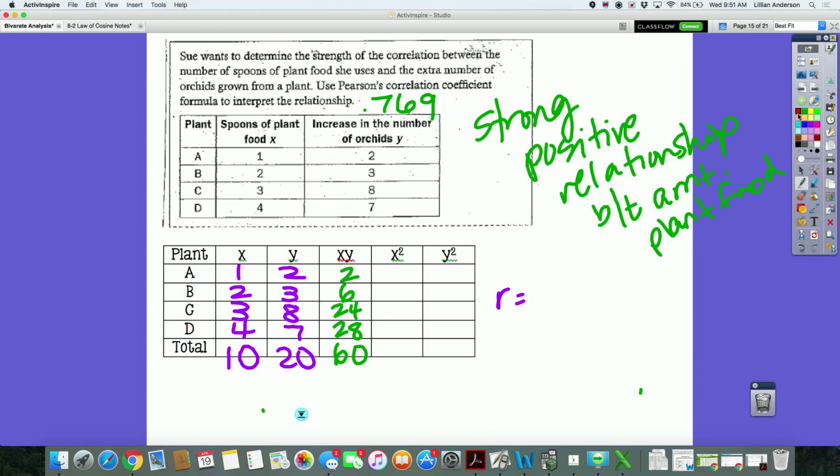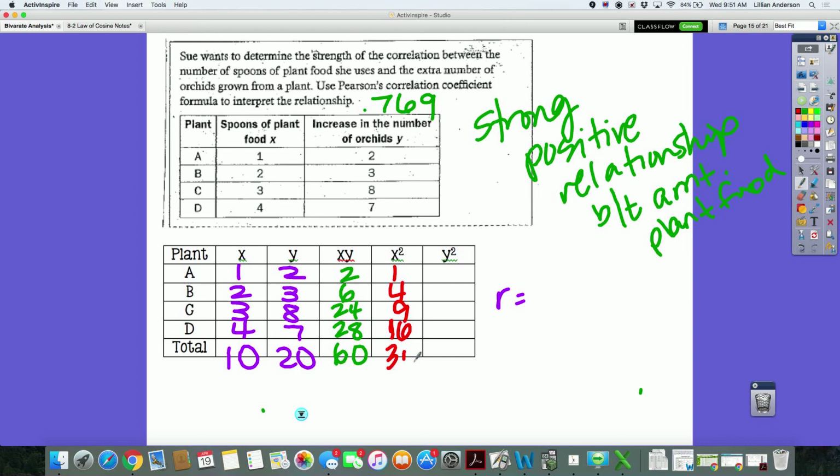Now I need to square my x's. What's 1 squared? 1. 2 squared? 4. 3 squared? 9. 4 squared? 16. I need that sum as well. If you put it into a nice little table, it makes things so much easier. What is the sum of all those? 30.